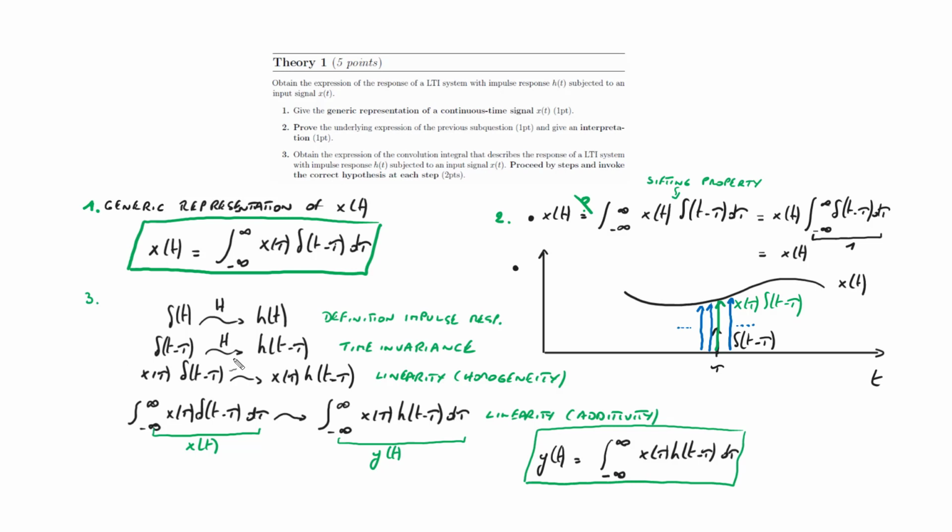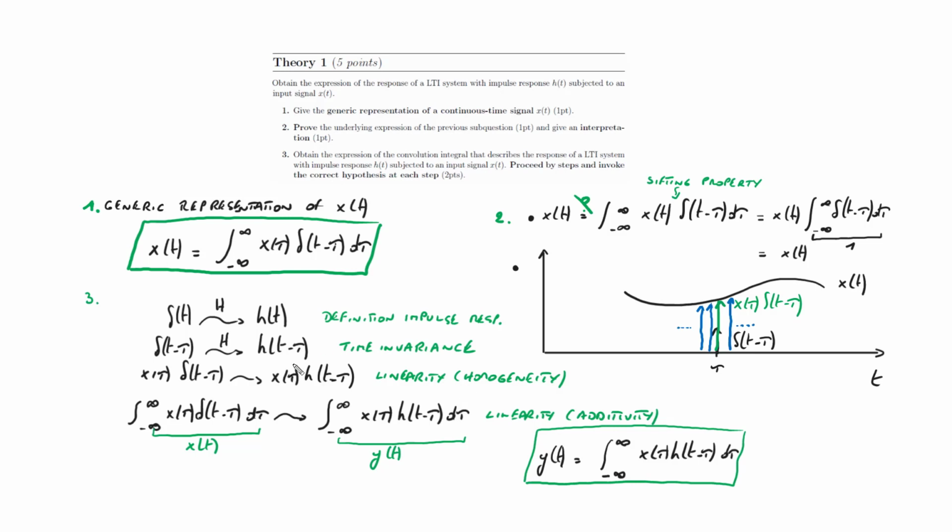In the next step, what we do over here is multiply this signal by x of tau. Well, x of tau is simply a gain because we work with a function of t, so this has to be seen as a gain. If I multiply the input by x of tau, the output will also be multiplied by x of tau, and this is simply by linearity, and more precisely by homogeneity.